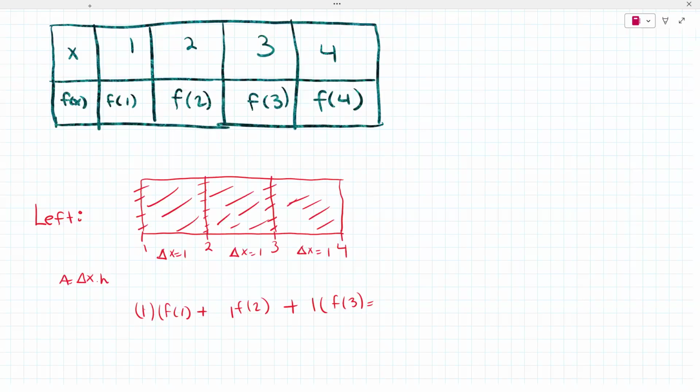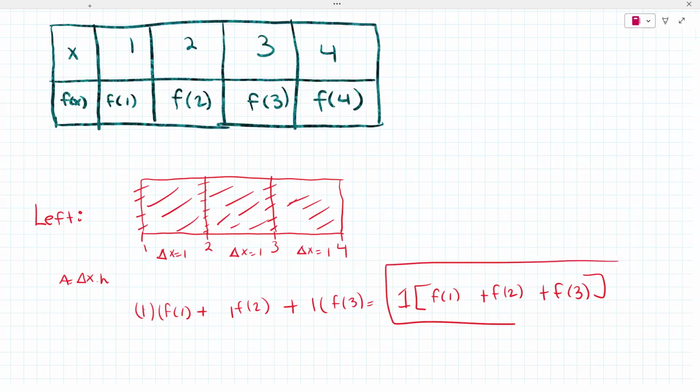So what do they all have in common? They all have a delta x of 1. So if you want, because they all have a common factor of 1, you can factor out that 1. So you can say 1 times f of 1 plus f of 2 plus f of 3. Okay, so this is your answer. And unfortunately, we don't know the actual heights of f of 1, f of 2, f of 3, so we're just going to leave it like this.